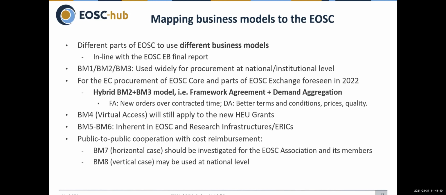BM4, as we said, will still apply to the Horizon Europe grants. BM5 and BM6, they are inherent in EOSC and also in the research infrastructure generics. So they will be used widely, and the public-to-public cooperation should be investigated for the EOSC Association and the BM8 at national level. So probably all of them are relevant for the next phase of EOSC.